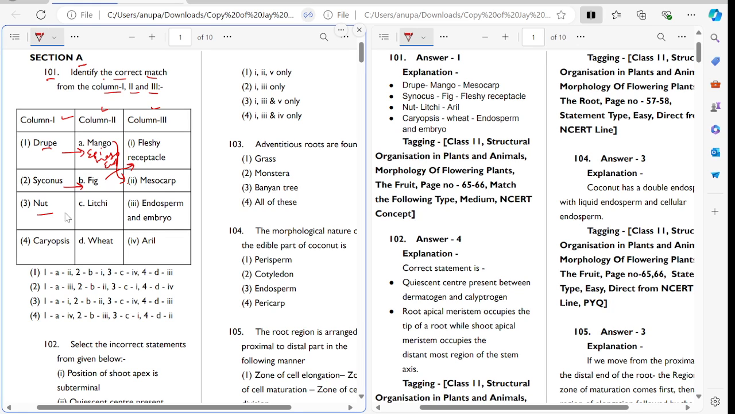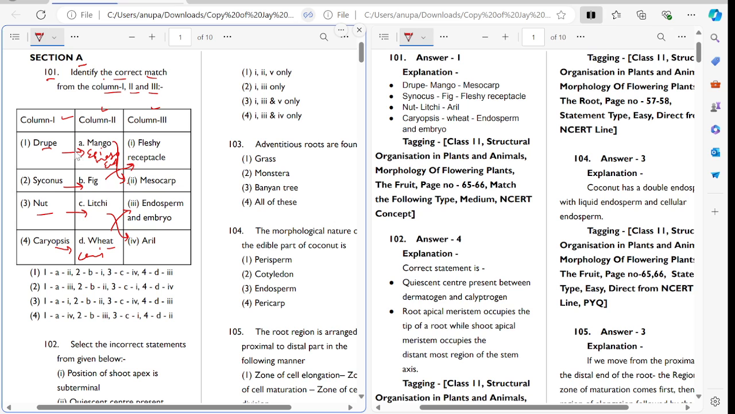Third is nut, and the common example of nut is lychee. Here, the edible part is known as aril, so it will be matched with aril. Fourth is caryopsis, and we know that the fruit caryopsis is mostly found in cereals. That is, it will also be found in wheat. And in wheat, the endosperm and embryo are the edible parts. So let's match the options now.